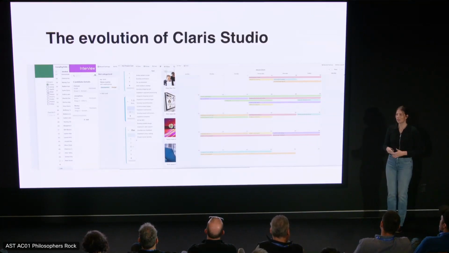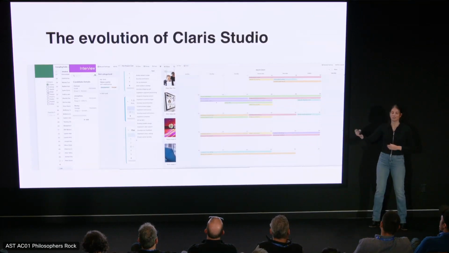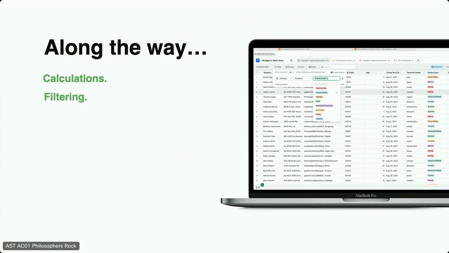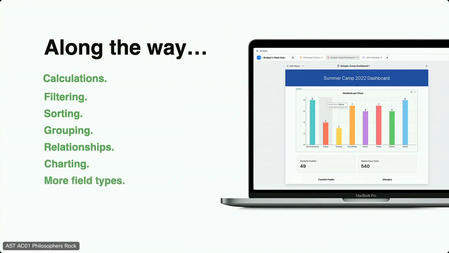But all of these views were just stepping stones. And now, as you got a sneak peek of in both Remco's demo and in the keynote, these are now all objects that can be dragged and dropped onto our custom view. But along the way, we had to create a rich set of features and functionality as well, including calculations, filtering, sorting, grouping, relationships, charting, a lot more field types, and so much more. We don't have time to cover all of it today.